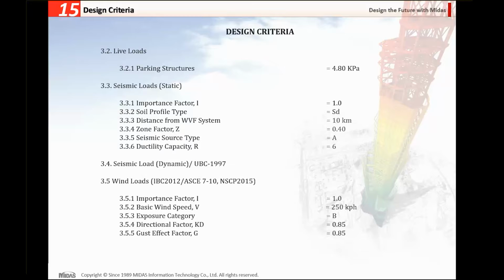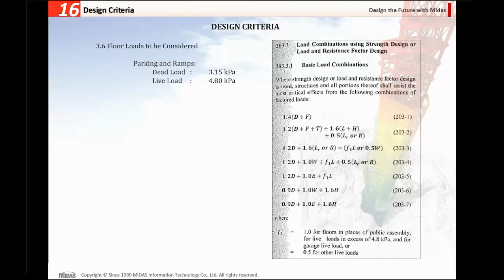For the wind loads, again, the importance factor is 1, the basic wind speed is 250 kph, the exposure category is B, and the directional and gust effect factor will be 0.85. All in all, for the parking and ramps, we will consider the dead load and live load of 3.15 and 4.8 kPa respectively.